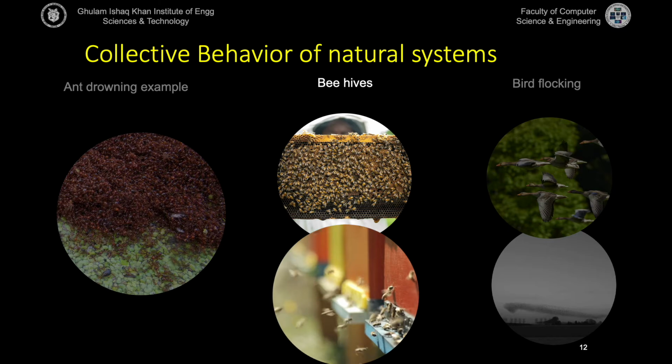So with a very small lifetime of around 50 days, a bee is able to accomplish a lot of things. And if you take the individual contribution, it doesn't seem like much, but if you take the overall result that is achieved by these individual contributions, one is amazed.